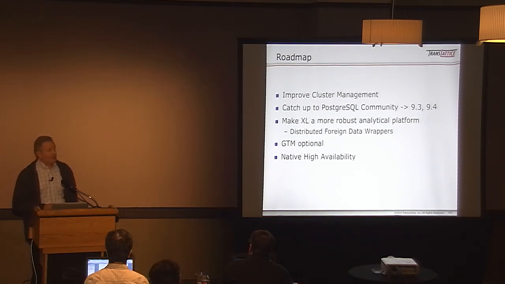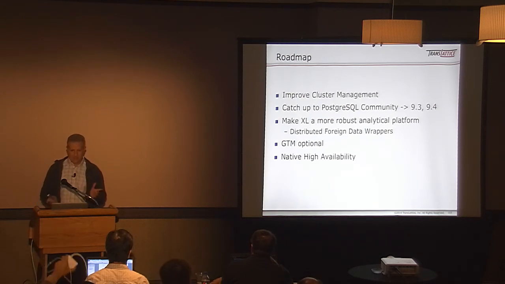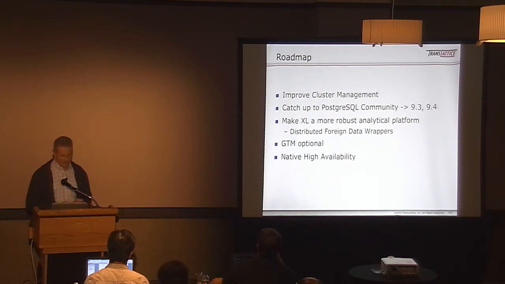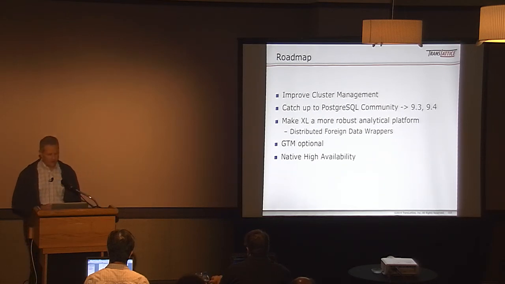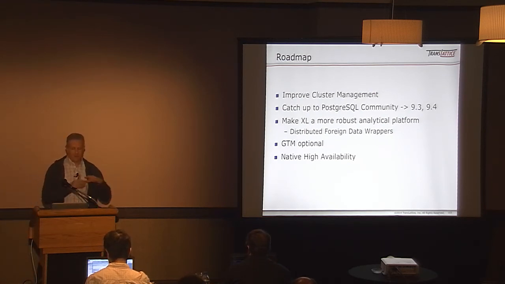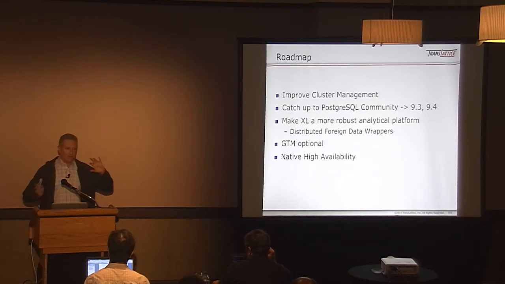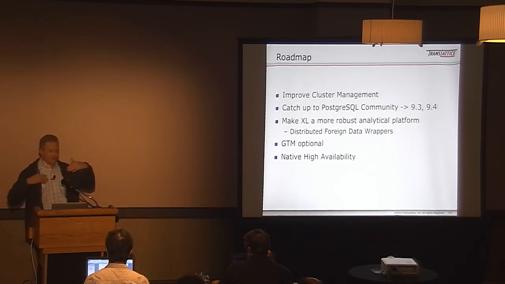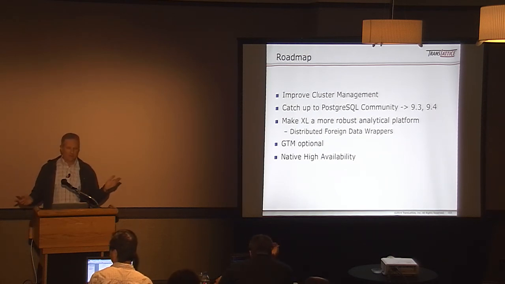Our roadmap. Right now we're working on improving cluster management, that pgxc_ctl utility that was demonstrated earlier. So look for a new version very soon. We want to catch up, as I mentioned, on Postgres itself, up to 9.4. And an area of focus is going to be making it better for analytical platforms. Postgres has these awesome foreign data wrappers. We want to allow those to be distributed so that if you have an external data source that is itself also sharded, we could handle it in parallel.